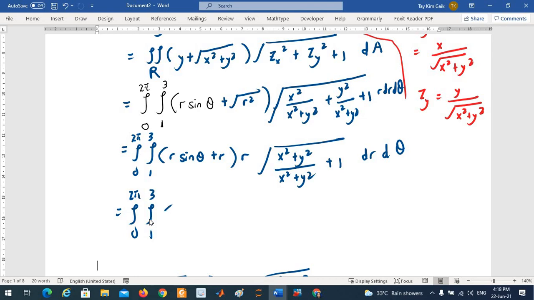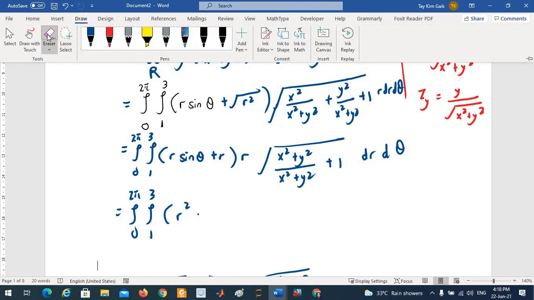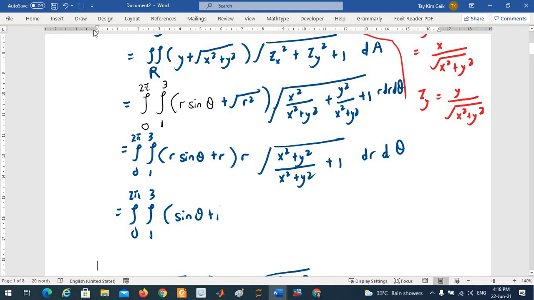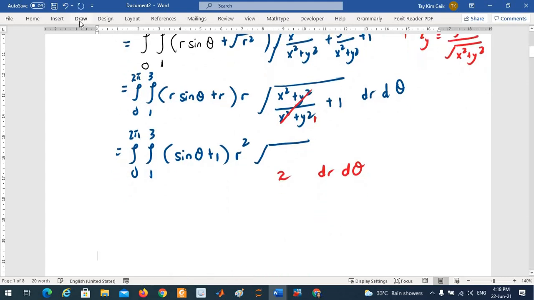So expand here, you have r squared, r. Then factor out r outside: sin theta plus 1. This is r squared, I factor out r. This one cancels, you have 1. So 1 plus 1 gives exactly root 2, dr d theta. This is root 2, dr d theta. Root 2 is a constant, factor out.